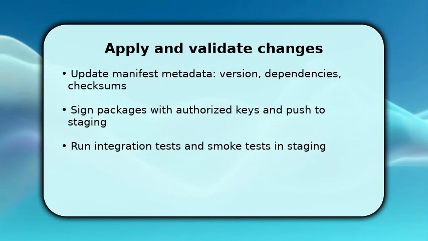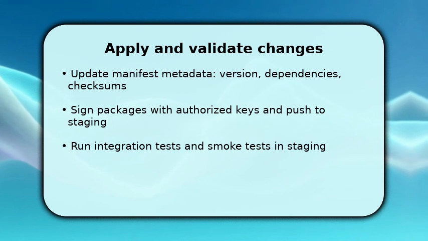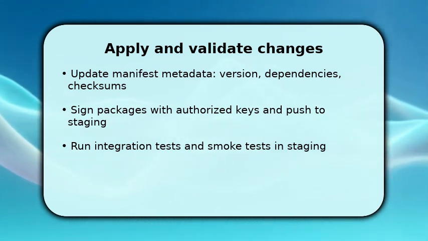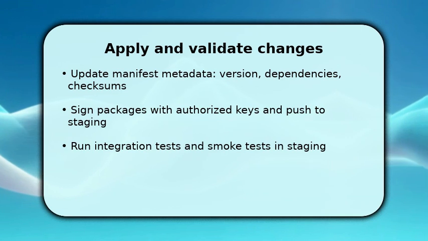Next, you apply changes and validate them in a controlled environment. Update manifest metadata, version numbers, dependency ranges, and checksums, because systems depend on that consistency. Then sign packages with authorized keys and push to a staging repository so you can test identity and integrity.